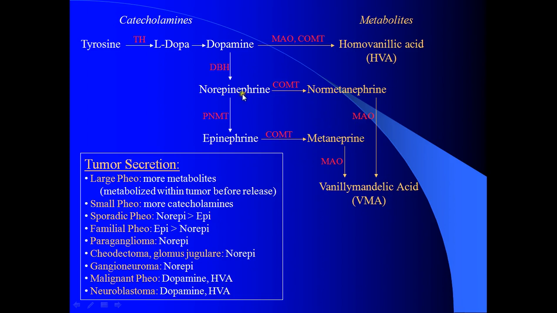So norepi's metabolite is normetanephrine and epi's metabolite is metanephrine, and both of these are then converted to vanillylmandelic acid or VMA, which is commonly known. So if it is a large tumor, a large pheo, then the levels of these will be very high because of the excessive metabolism taking place. With a small pheo, the chances are these are being released more.